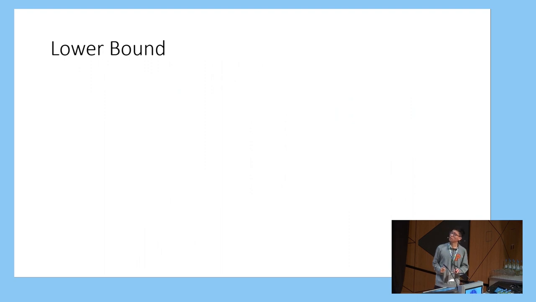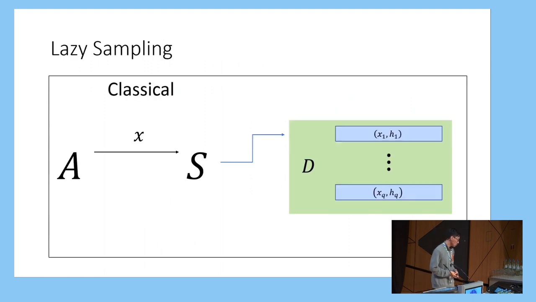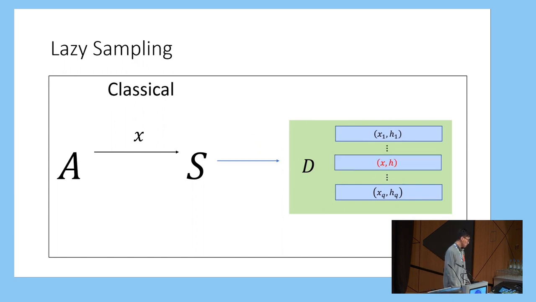OK, so let's talk about lower bound. In the classical setting, we use lazy sampling to do lower bound. In this setting, instead of having a random function on the right side, we have a simulator to simulate the random function on the fly. Okay, so here's how we do it. When A makes a query, the simulator just searches the database for that query.